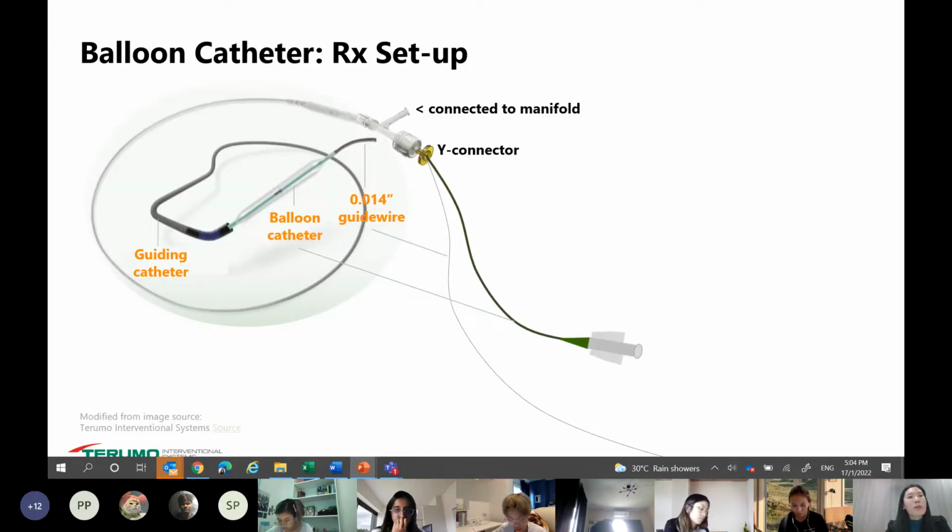Okay, so for balloon catheter setup for rapid exchange, you will see it like that. Basically, you remember you put your 014 wire in first, and then your treatment device. So your treatment device will go in through your 014 wire, and when you put it through, you'll see your 014 wire still, because it's a rapid exchange system.